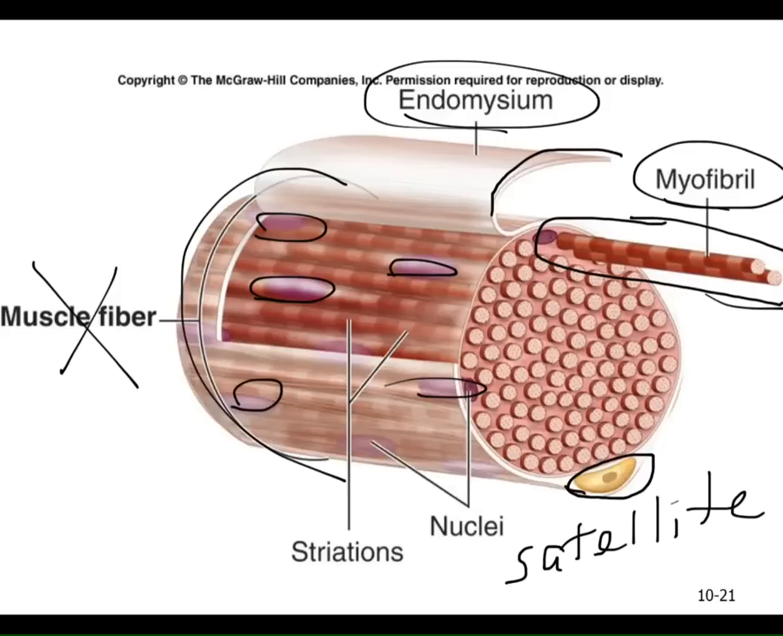However, your cardiac muscle doesn't have satellite cells. So if you damage your heart, it doesn't respond. It doesn't come back. It doesn't grow back, right? So that's why heart attacks are so devastating, because that muscle doesn't regenerate. But skeletal muscle will. You damage your skeletal muscles, and they have a really good chance of regenerating because of those satellite cells.